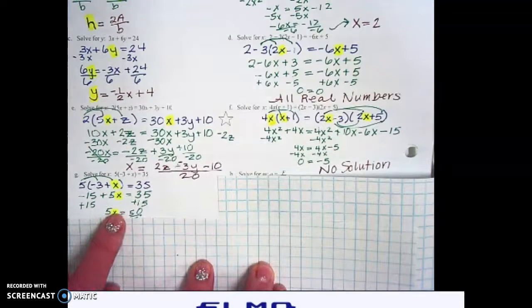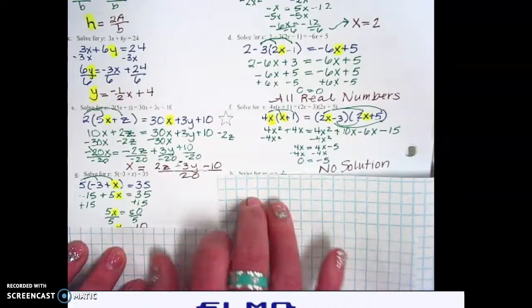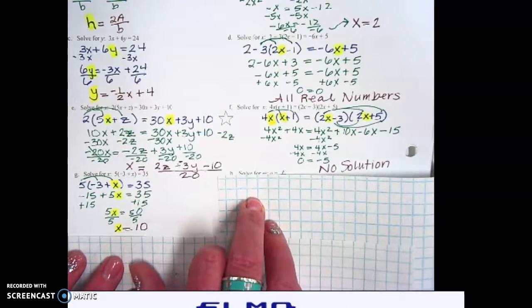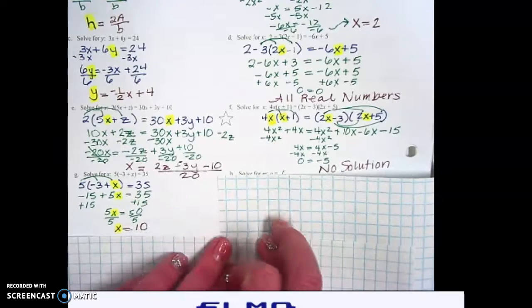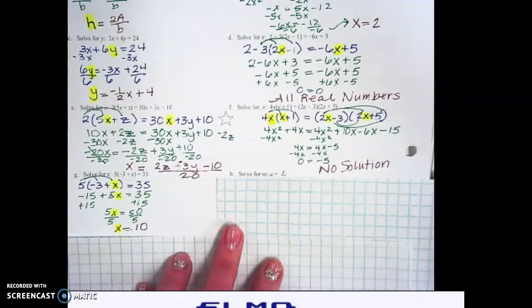Now that X is being multiplied by 5. What's the inverse operation of multiplying by 5? Dividing by 5. So we're going to divide both sides by 5. And 50 divided by 5 is 10. That one turns out nice and pretty. Any questions on G? All right.